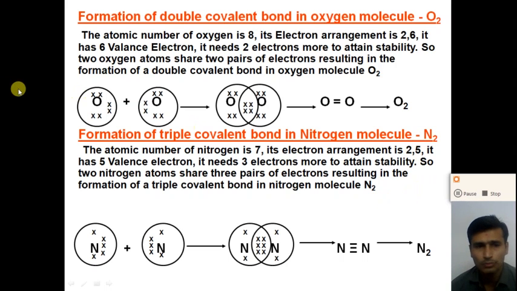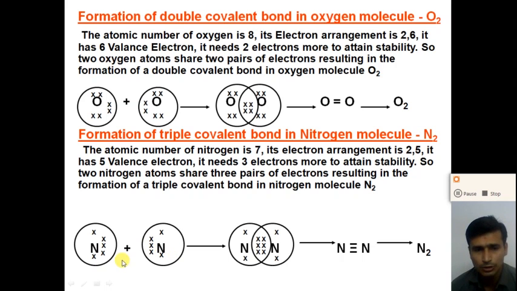So the two nitrogen atoms share 3 pairs of electrons, resulting in the formation of the triple covalent bond in the nitrogen molecule, like this. If we consider the nitrogen atom, in the outermost orbit there are 5 electrons. So this nitrogen atom requires 3 more electrons to attain stability. Similarly, if you consider the other nitrogen atom, there are 5 electrons in the outermost orbit. It also requires 3 more electrons to attain stability, right?